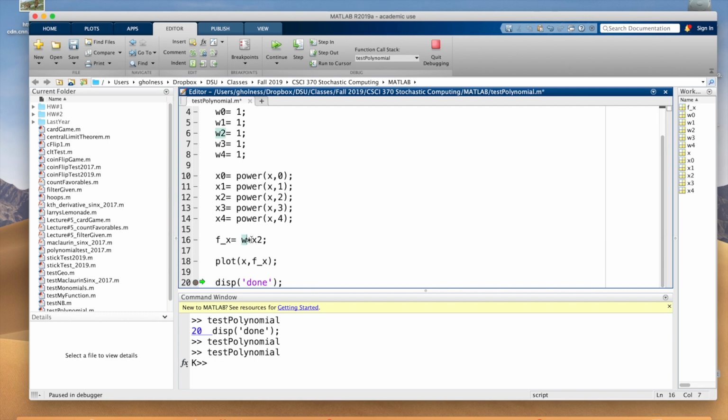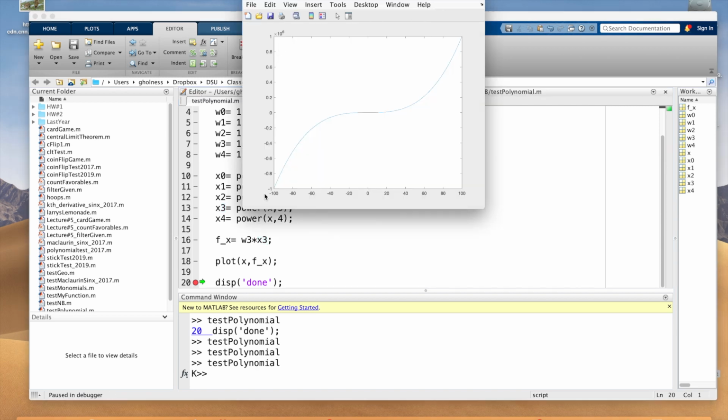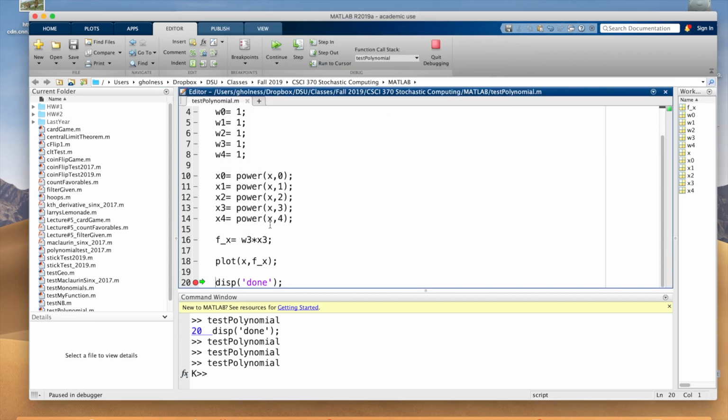So let's say W3 times X3, right? That's going to give me a spline curve, right? So it's going to be even more wiggly than a parabola. Yes, it is more wiggly than the parabola. It changes more often, and it changes more dramatically. All right, so let's try W4 X4, right? That's a fourth order spline. So let's save that and run it, and let's see how it wiggles.